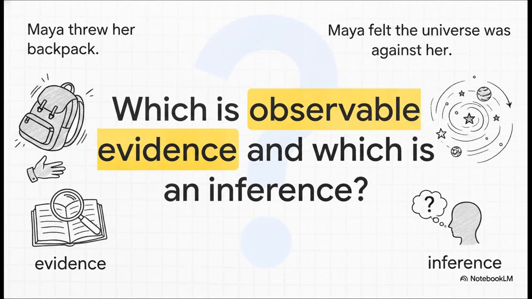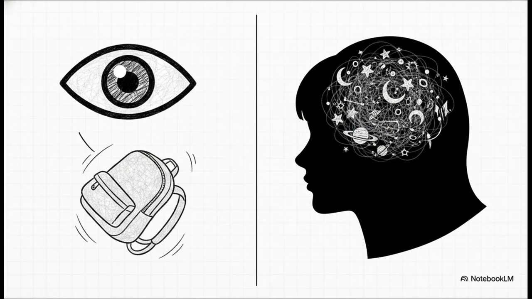All right, let's do a quick pause check to make sure we've got this. If I say, Maya threw her backpack versus Maya felt the universe was against her, which of those is observable evidence and which is an inference? Take a quick second to think about what we just discussed regarding separating the literal text from our reader assumptions. Got your answer? The immediate answer is that throwing the backpack is the observable action, while feeling targeted by the universe is an inferred assumption about her internal perspective. Think about it. You can physically see a backpack being thrown. You could literally film it happening, but you can't physically see someone feeling like the universe is against them. That's a conclusion you draw based on how intense her action was.